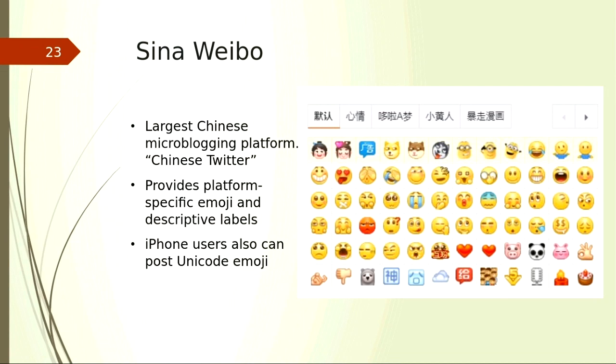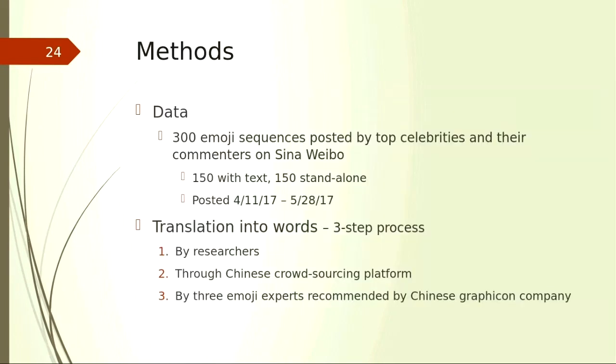But iPhone users who are posting on the Weibo platform can also post Unicode emoji from their phones. So we'll find sequences that have both Unicode and Weibo emoji in them. The methods that we used were, first of all, to collect data from top celebrities and their comments. We collected 300 emoji sequences, 150 with text and 150 standalone emoji-only sequences. These were posted between April and late May 2017.